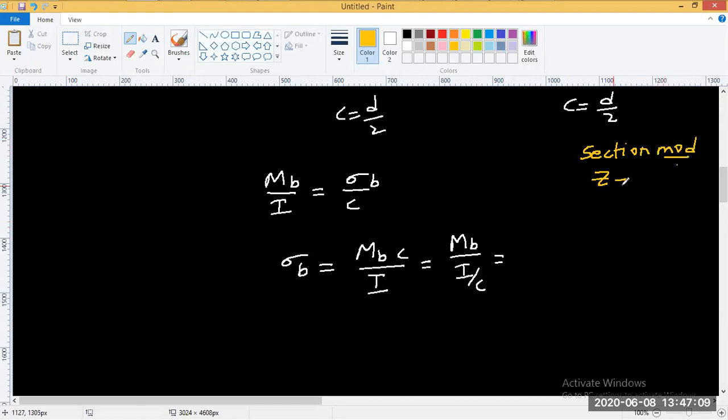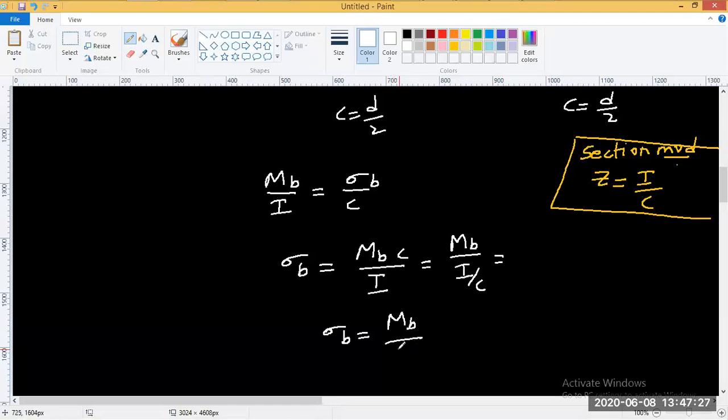Section modulus, which is denoted by I by C. Okay, this is a small side note here. So therefore, you can write sigma B as just the bending moment MB by the section modulus Z. That's how you need to extract the values over here, right?